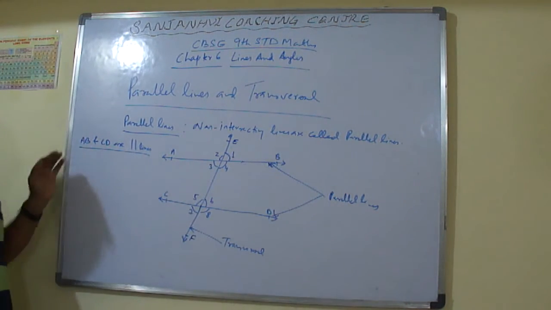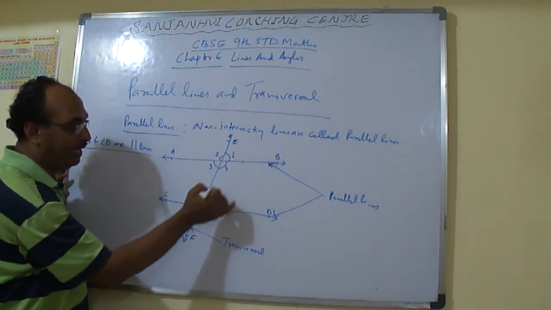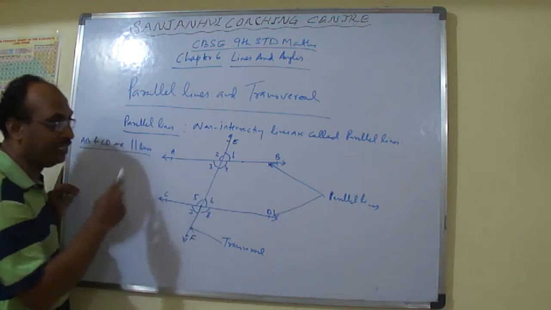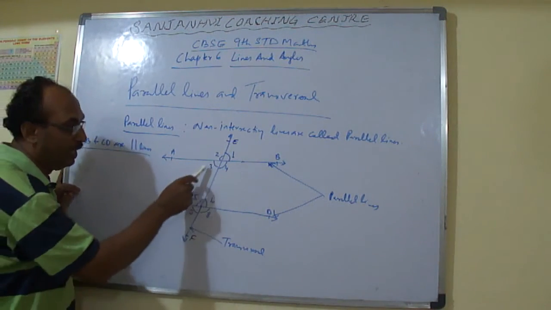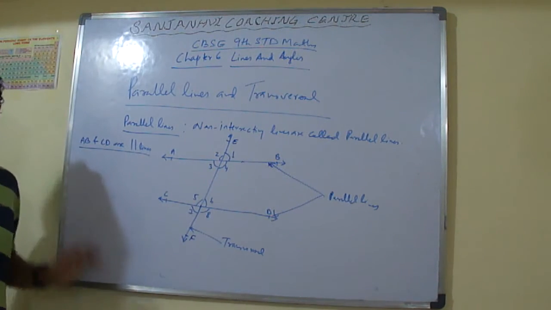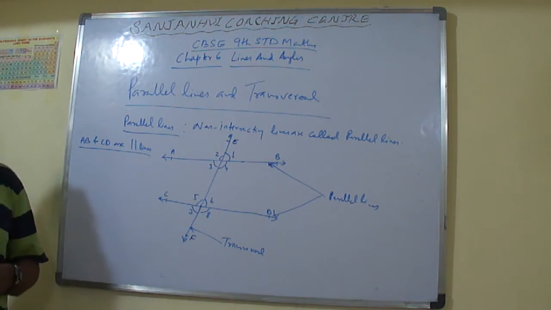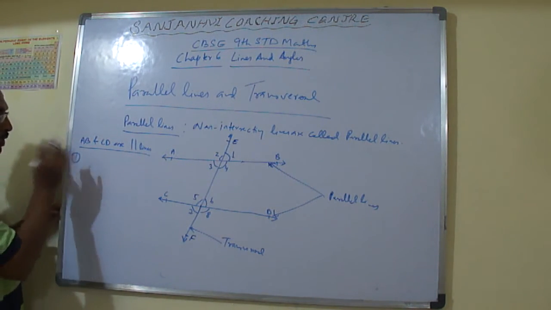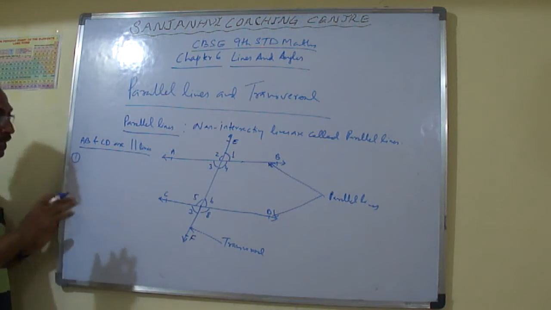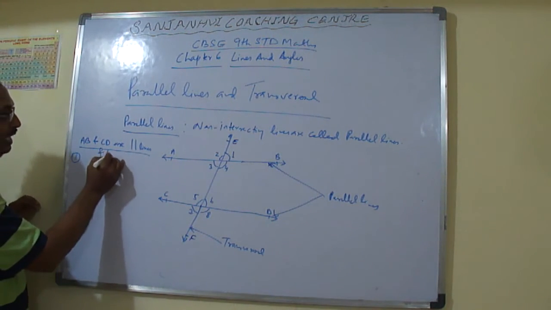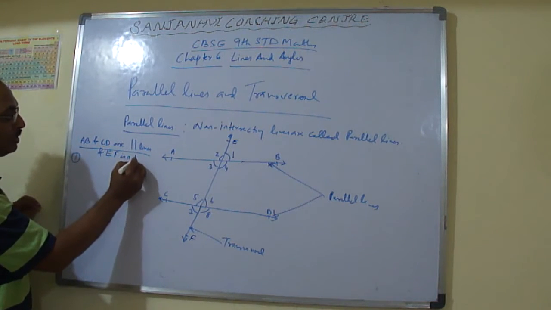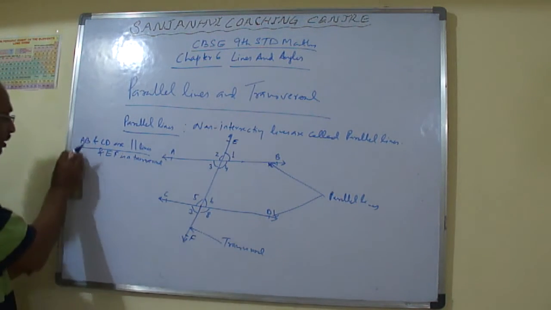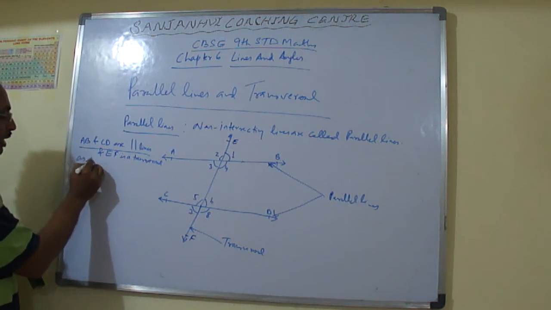Now, if AB and CD are parallel lines, then this 1 and 6, 4 and 8, similarly 2 and 5 and 3 and 7 are called corresponding angles. Compulsorily you have to remember. So first property: if AB and CD are parallel and EF is a transversal, as shown in figure.